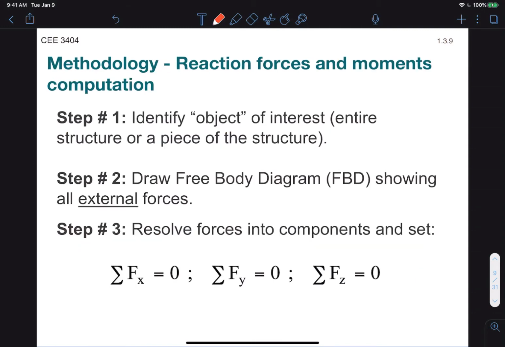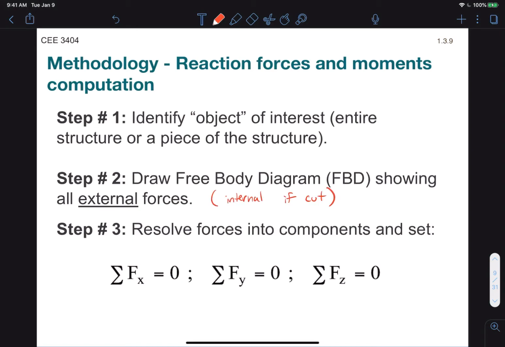So in almost all cases, the applied loads are known and the reaction forces or reaction moments are unknown, so we need to solve for them. We can do that following these steps. So the first thing is to identify the object of interest. This can be an entire structure or it can be a piece of the structure which we've cut using the method I just showed. Then we draw a free body diagram showing all external forces if there are no cuts. If there are cuts, we need to show the internal forces as well.